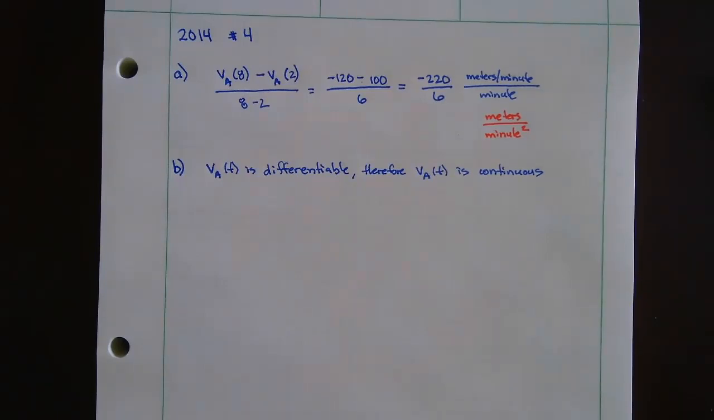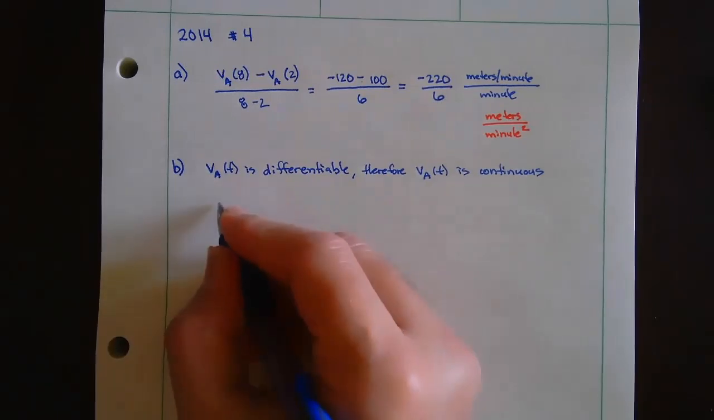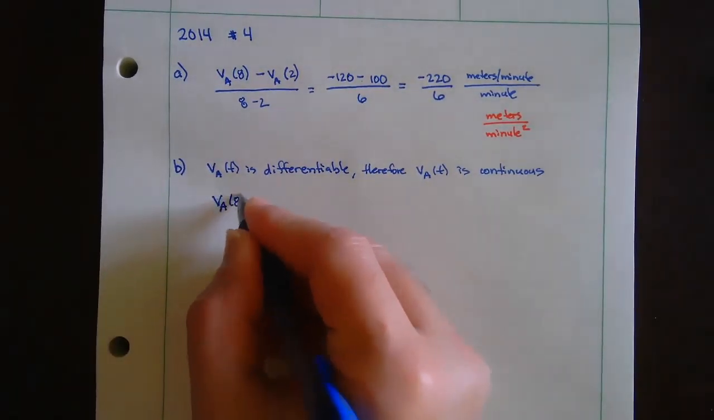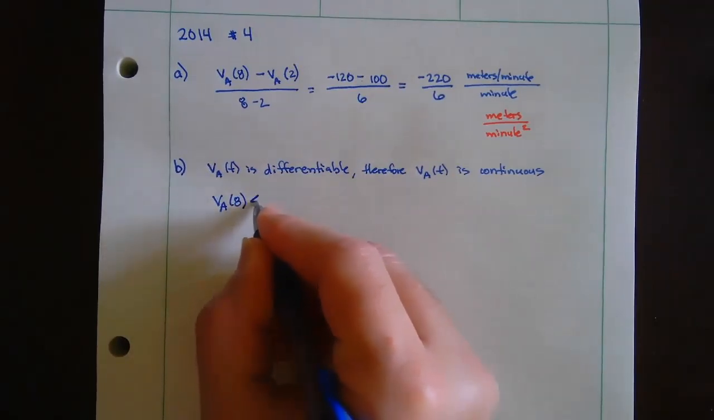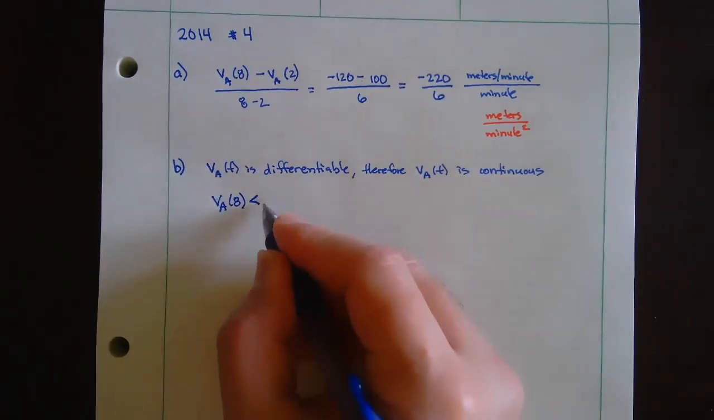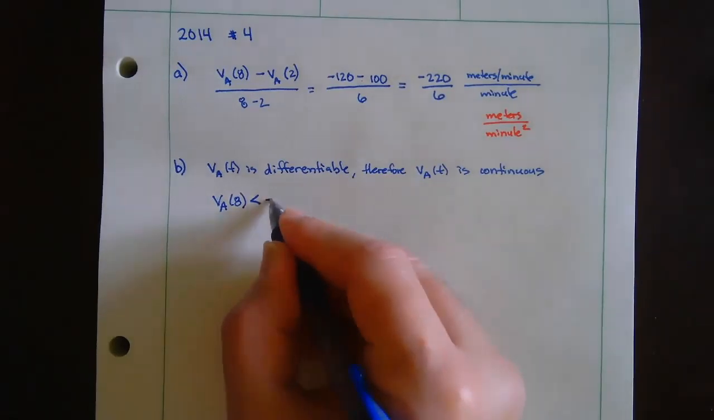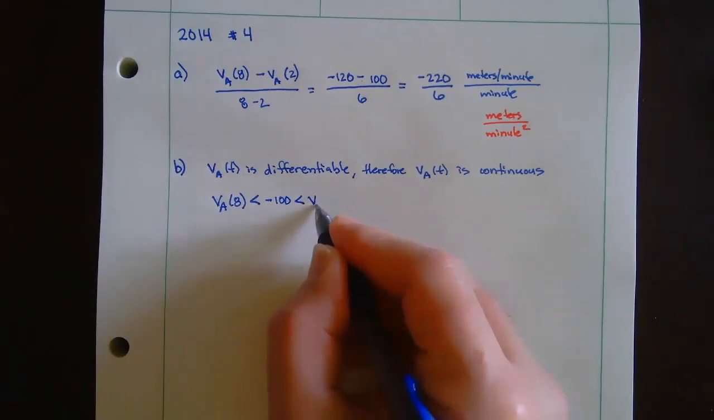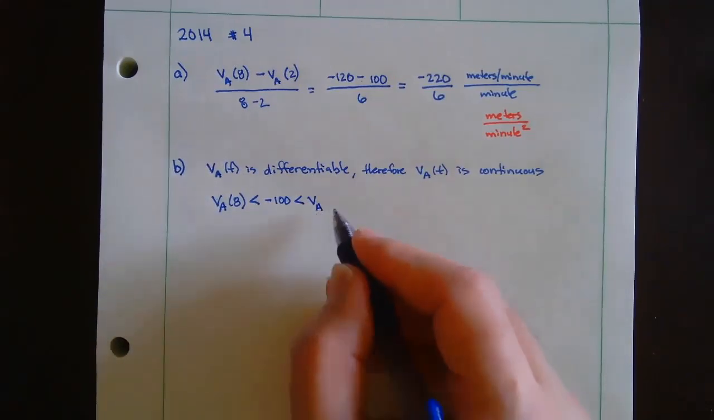All right, so we know, okay, that v sub A of 8 is the smaller of them, right? So we know v sub A of 8 is negative 120, right? And that's less than negative 100, which is less than v sub A of 5, right, which was 40.